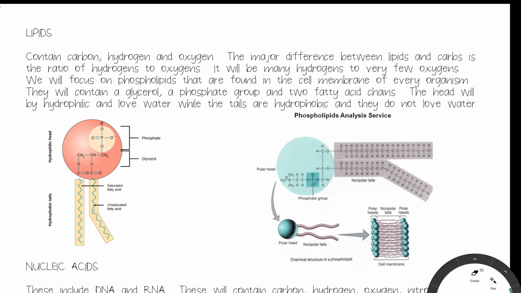Lipids, they're going to be in our, I guess we'll call them our fats family, and they're going to be like the carbs. They're going to contain carbon, and they're going to contain hydrogen, and they're going to contain oxygen. They are not, however, going to have the hydrogen and oxygen in a 2-to-1 ratio. There are going to be many, many hydrogens and only a few oxygens. And I'll show you what that means in a second.